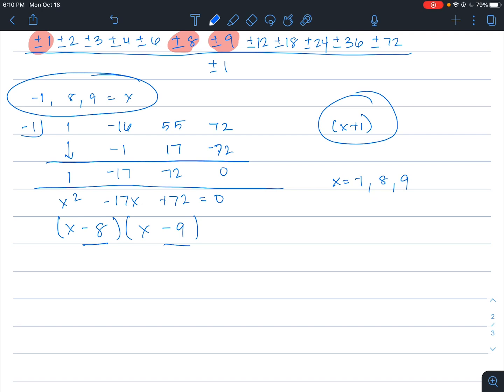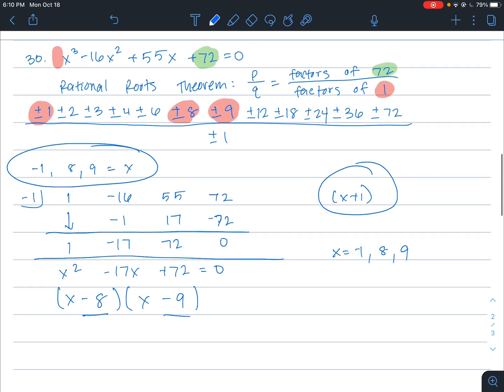Okay, so we used the rational roots theorem to help us come up with a list of possibilities. We graphed the polynomial to help us confirm which of the possibilities are indeed our roots, and we just double checked by making sure that it factored correctly. Okay, let's do another one.